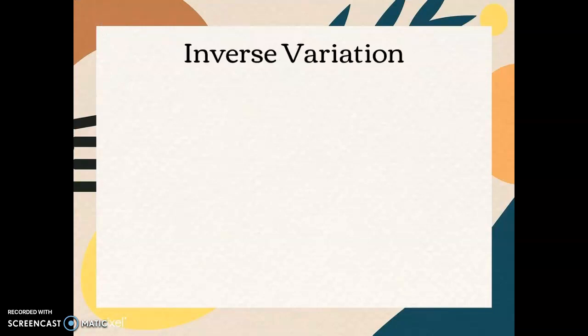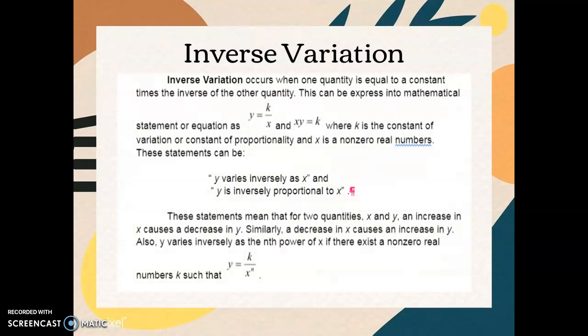So, unahin po muna natin ang inverse variation. So, ano nga ba ito? So, inverse variation occurs when one quantity is equal to a constant times the inverse of the other quantity. Pag sinabi pong inverse, you're going to express it as a quotient. And this can be expressed into mathematical statement or equation as y is equal to k over x. So, yung y is equal to k over x, yan po ay pwede nating basahin as y varies inversely as x. So, since x po yung inversely, so isusulat natin siya sa denominator. And kahit hindi po binanggit si k as constant, automatic, si k po ang ating magiging numerator.